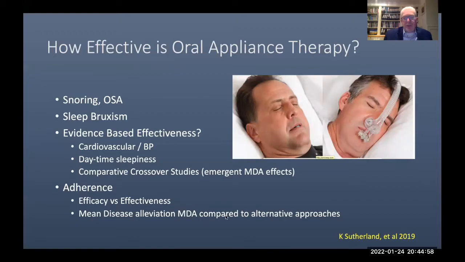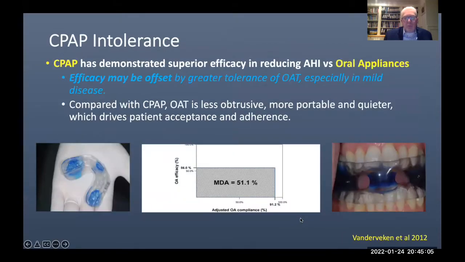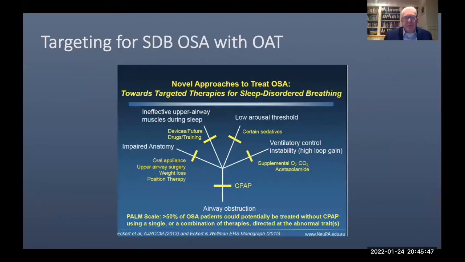So we look at the mean disease alleviation compared to the alternative approaches. One big problem really with obviously CPAP is the CPAP tolerance. So the efficacy is offset by the greater tolerance of oral appliances or appliance therapy, especially in the mild disease. So obviously it's more portable, it's less obtrusive, it's quieter, and it can be very cumbersome to be bringing CPAP machines abroad on holiday, or obviously the cohort where many of these presentations arise are maybe slightly older, and maybe it's more leisure time, they like to travel. So an oral appliance can have a significant number of advantages for these particular individuals.